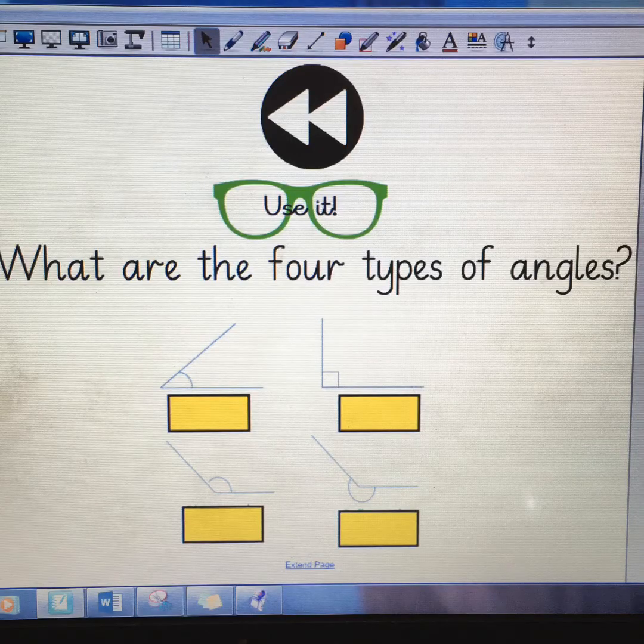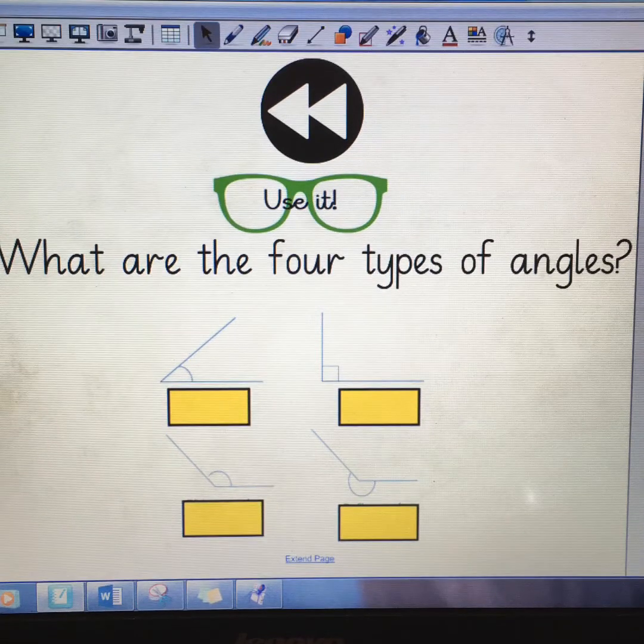Okay then, first little rewind is this. What are the 4 types of angles? 4 types of angles. Can you remember the 4 names? Can you remember why they're named that? Can you match each one up with the diagram on the screen? Pause the video, have a go.